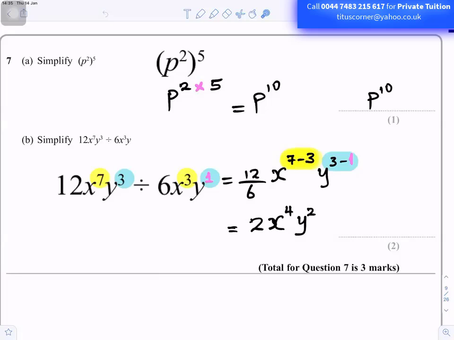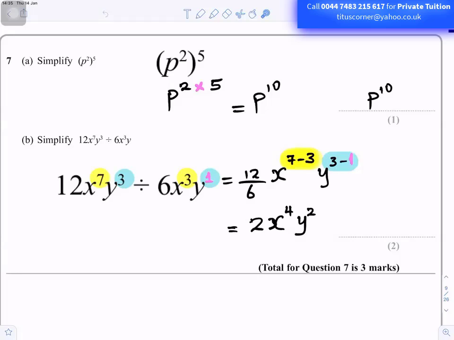Simplify 12x to the power 7 y cubed divided by 6x cubed y. So we do 12 divided by 6, which is 2. For x, 7 minus 3 is 4. And y cubed divided by y, y to the 3 minus 1, so 3 minus 1 gives you 2.